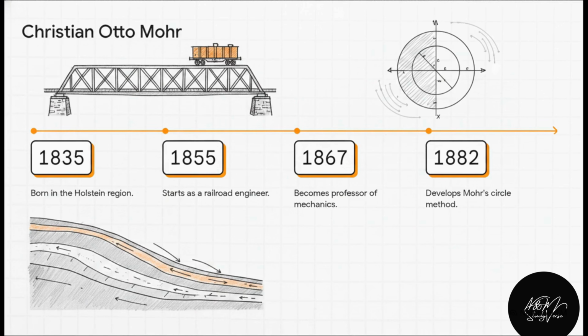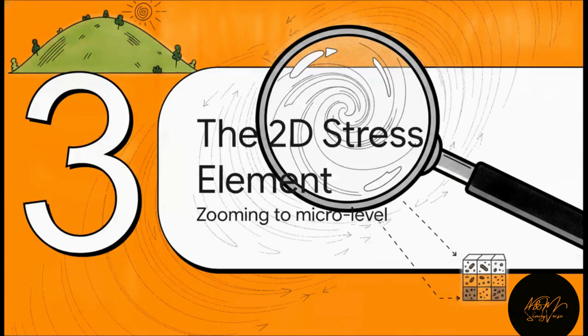Eventually, in 1882, he published a brilliantly simple graphical method. He figured out how to visually map 3D stress without making engineers rely on blindingly complex calculus. A real game changer. Section 3. The 2D stress element. Time to zoom in to the micro level.